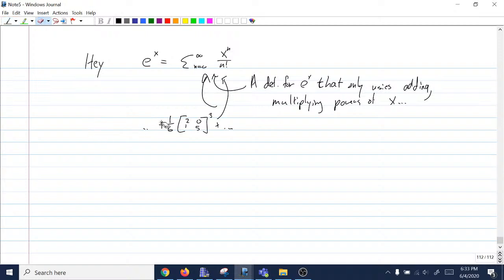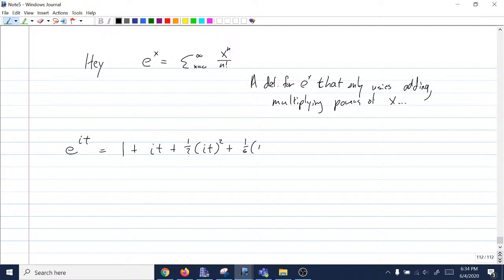Let's try e to the i. I'm not going to do the matrix one because you don't learn that much from it. But if you ask, hey, what's e to the i? Instead of doing it just for i, I'm going to do it for it, because that turns out to be more useful. We can let t equal 1 if we want e to the i in particular. This should be 1 plus it plus half it squared plus a sixth it cubed, plus 1 over 24 it to the fourth, plus ... What is this?